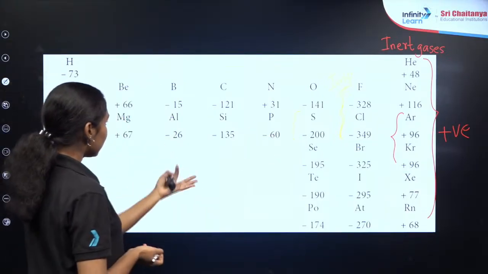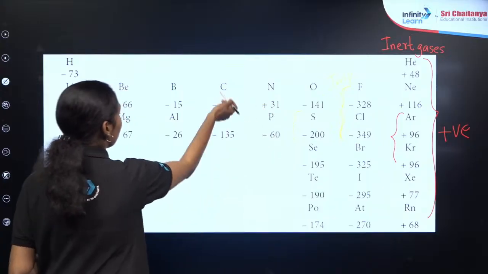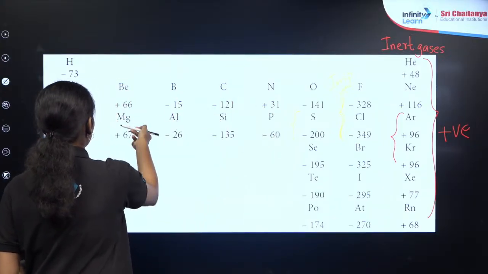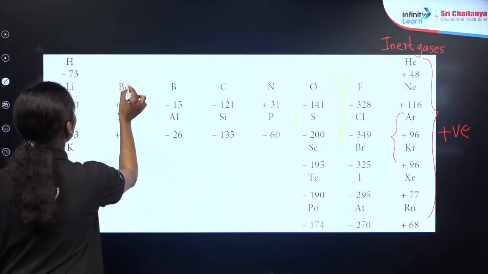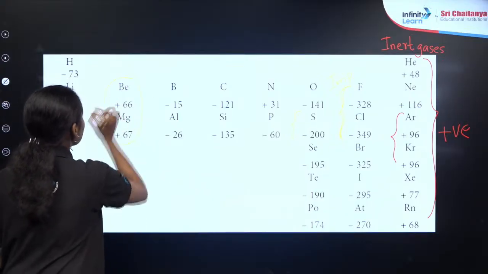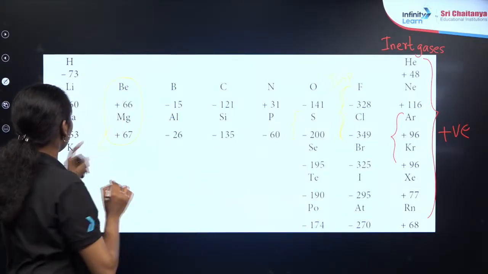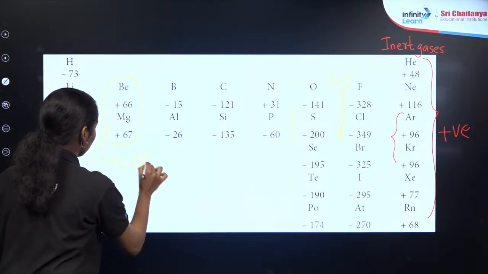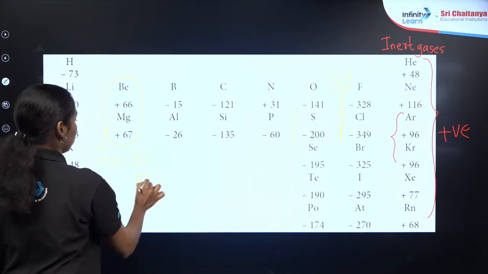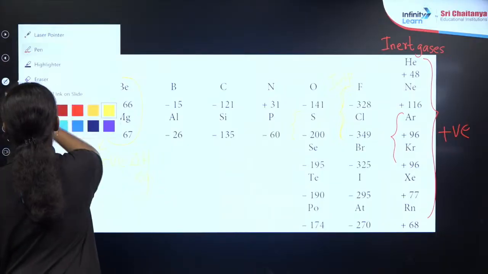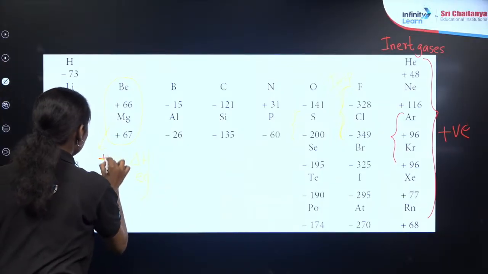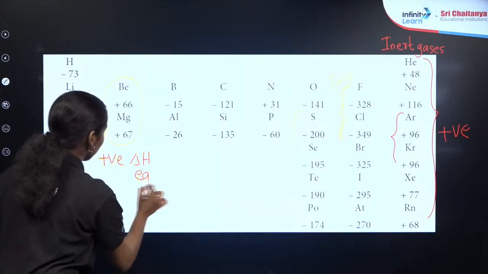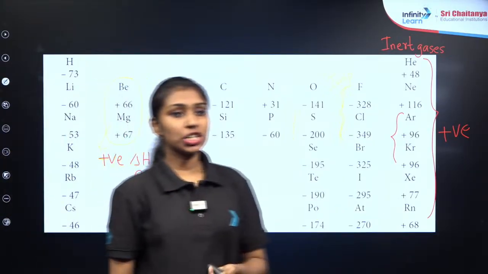And this is the general trend here: nitrogen and phosphorus, carbon, silicon, boron, aluminium, beryllium, magnesium. And you can see that in the case of beryllium and magnesium, it shows positive electron gain enthalpy. What will be the reason? Anyone? In the case of beryllium and magnesium.